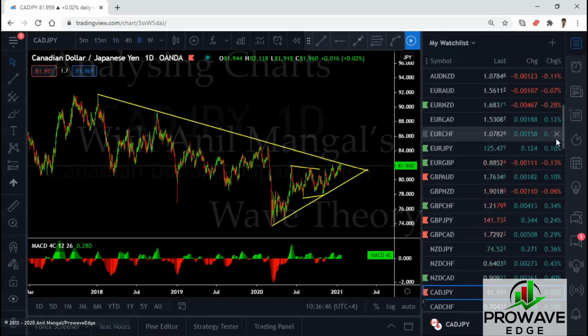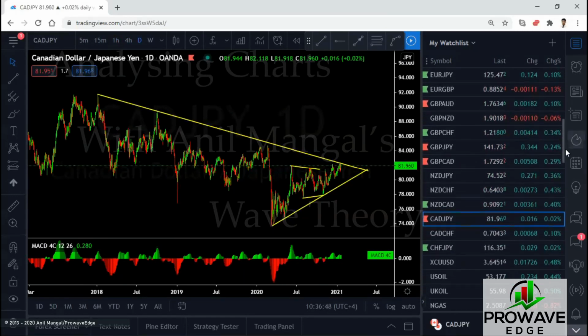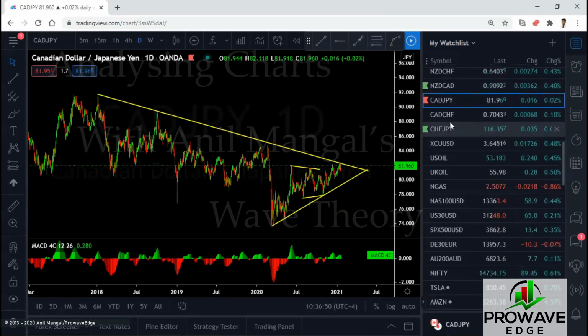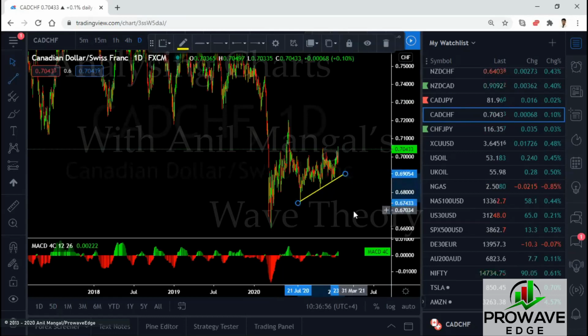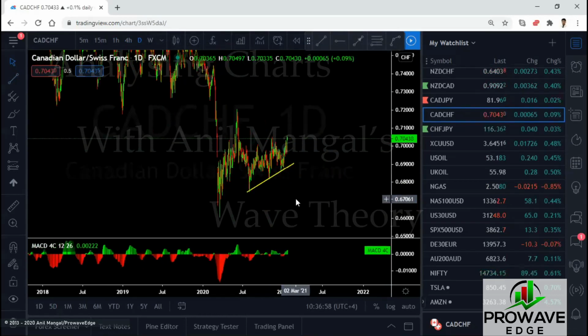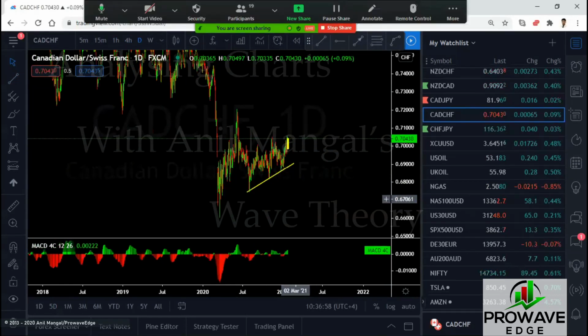And there is no sell setup. We're looking for the sell, but there is no sell setup right now. CAD Swiss, stay out of it. You have a nice sell setup here, but it's not going to go far. If you're lucky, they drop, but I don't think so. Most likely it's going to come back slowly to this level and then go right back up.